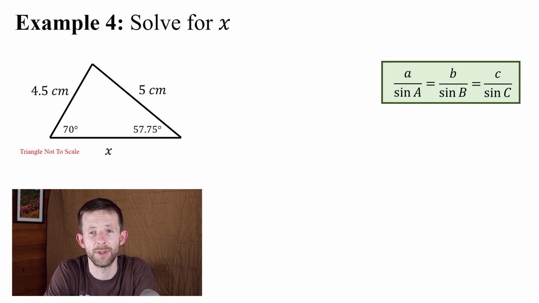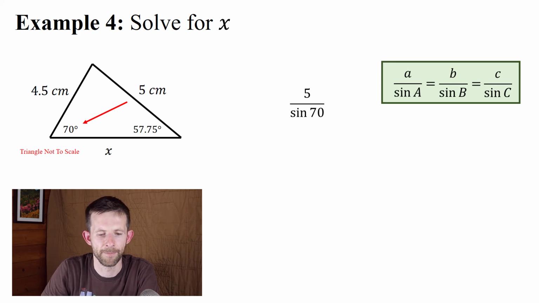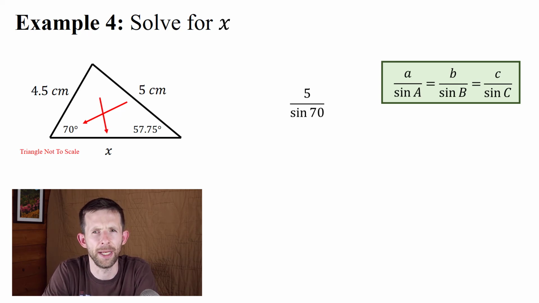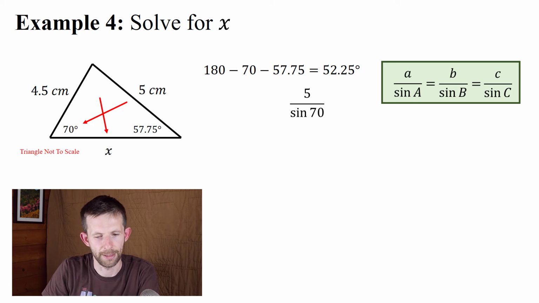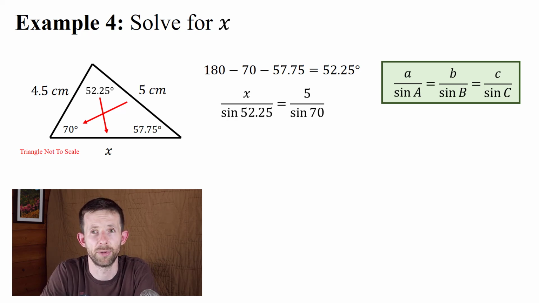So last one, example 4, I want to solve for x. Once again, 5 and sine of 70. I've got my side angle pair. And for x, there's no angle given, but I know two of the angles already, so I can just subtract both of them from 180 to get the one that's opposite side x. In this case, 52.25 degrees. And there it is. Now I can set up my proportion.